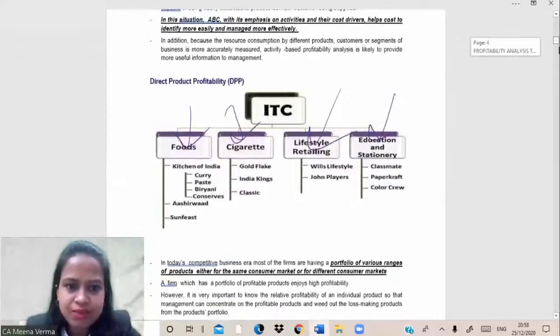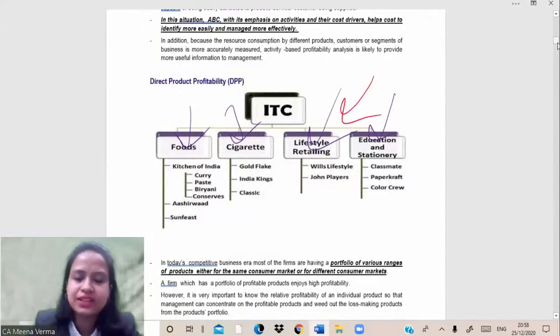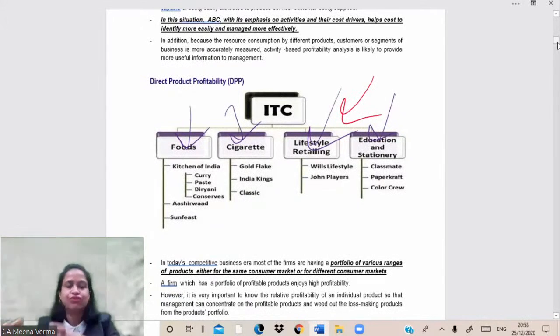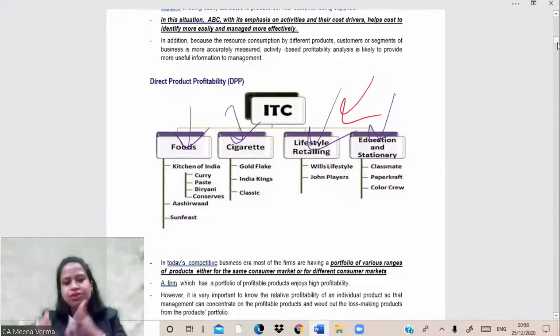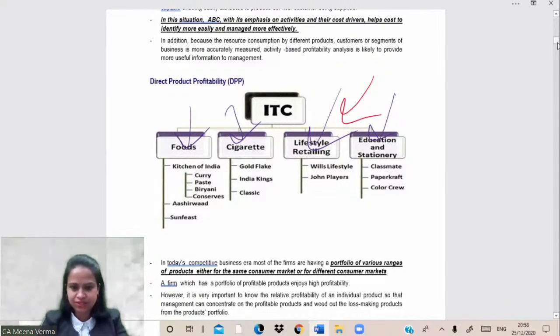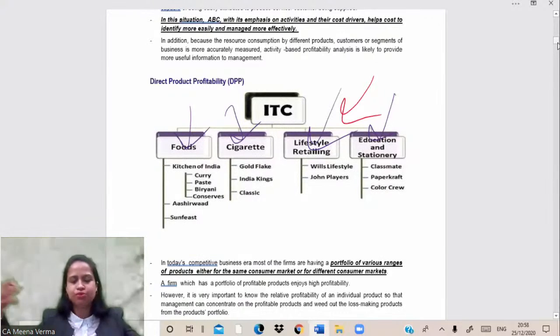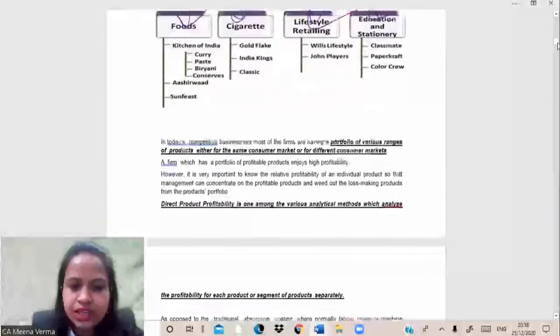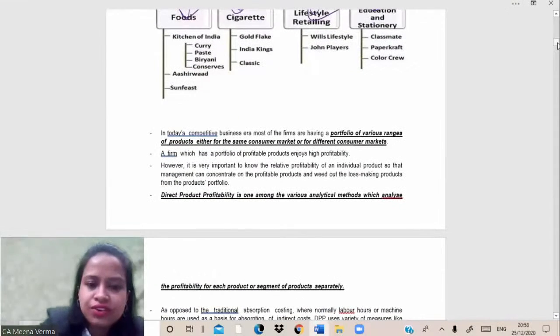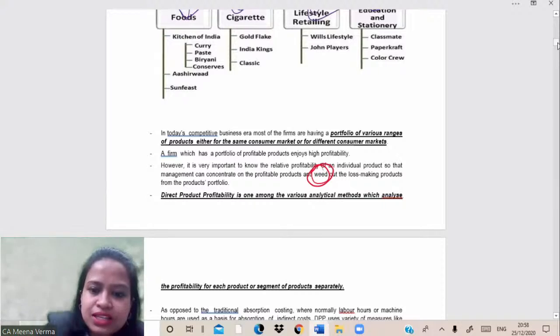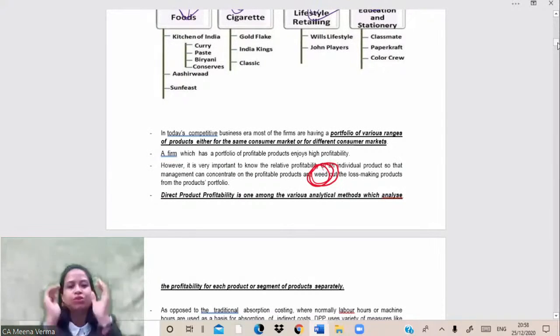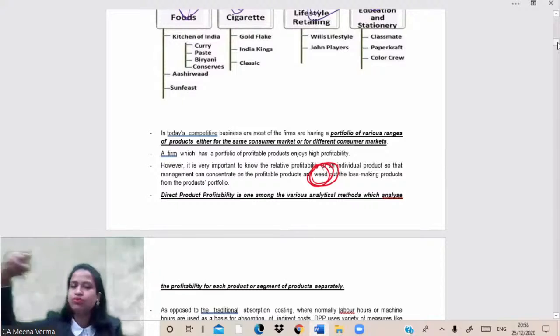Now let us read some points on direct product profitability. Generally, you use this method if your organization produces different kinds of products. For example, we have taken the example of ITC company, where you are producing a range of different products. The same way as you find the profitability of different customers, you can find the profitability of different products. Generally, you will try to find the unprofitable products and remove them from the organization.